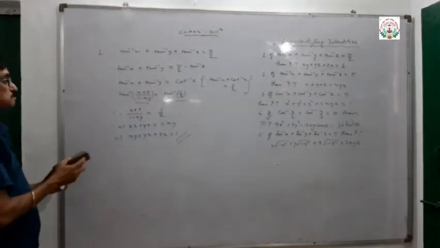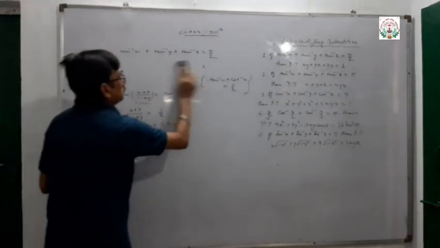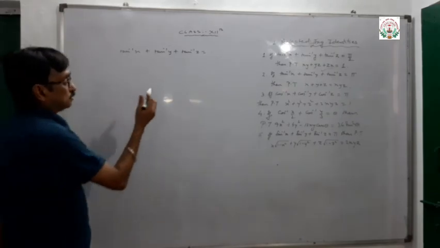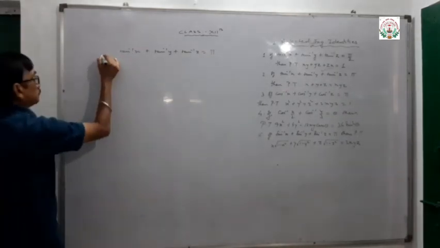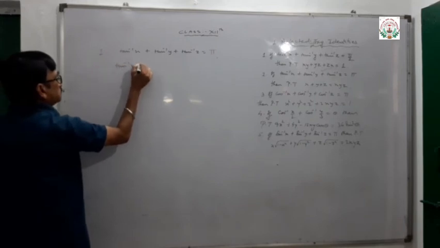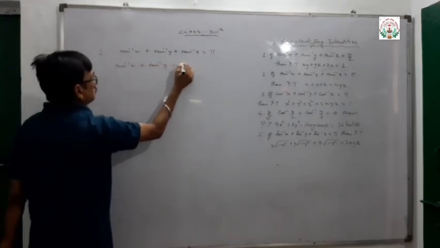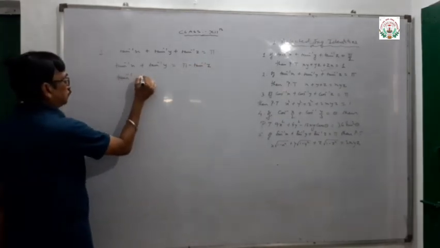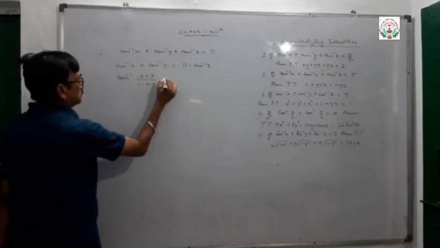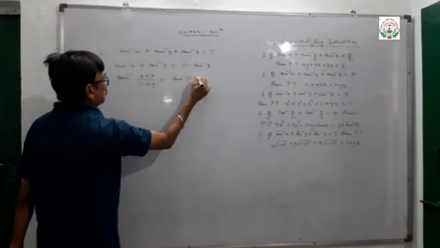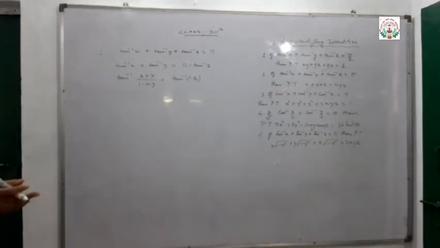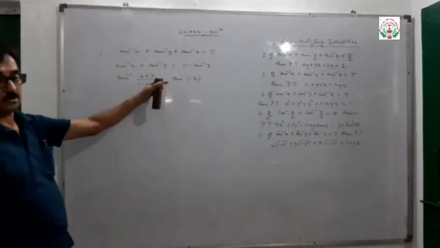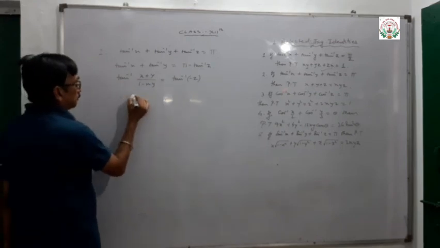The next one, second question: if tan inverse x plus tan inverse y plus tan inverse z is equal to pi, here also tan inverse of x plus tan inverse of y is equal to pi minus tan inverse of z. So tan inverse of x plus y upon 1 minus xy becomes tan inverse of minus z. As we know from class 11, tan of 180 minus theta is minus tan theta. So here pi minus tan inverse of z will be tan inverse of minus z. So now again we compare their angles.